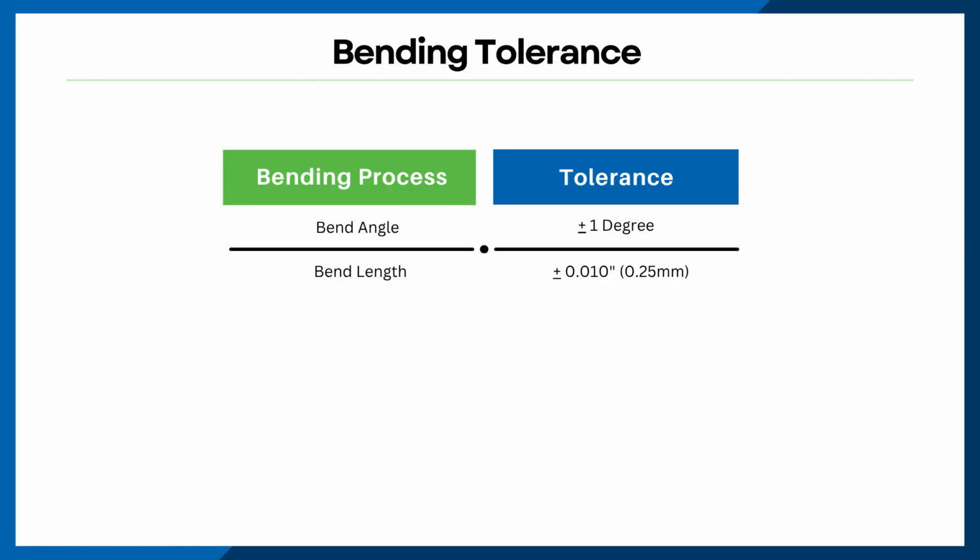So at Protocase and Protospace MFG, we stick to a tolerance of plus or minus 1 degree for the bend angle and plus or minus 0.010 of an inch or 0.25 millimeters for the bend length.